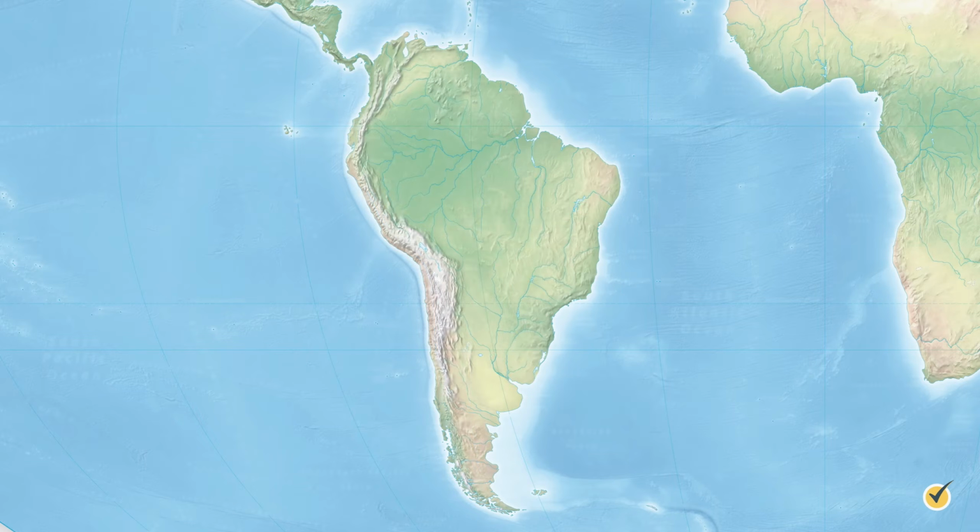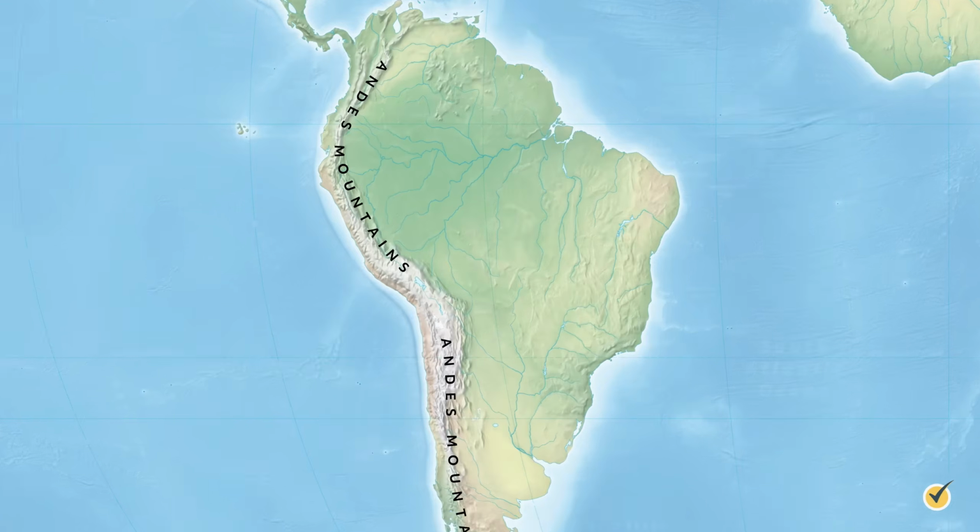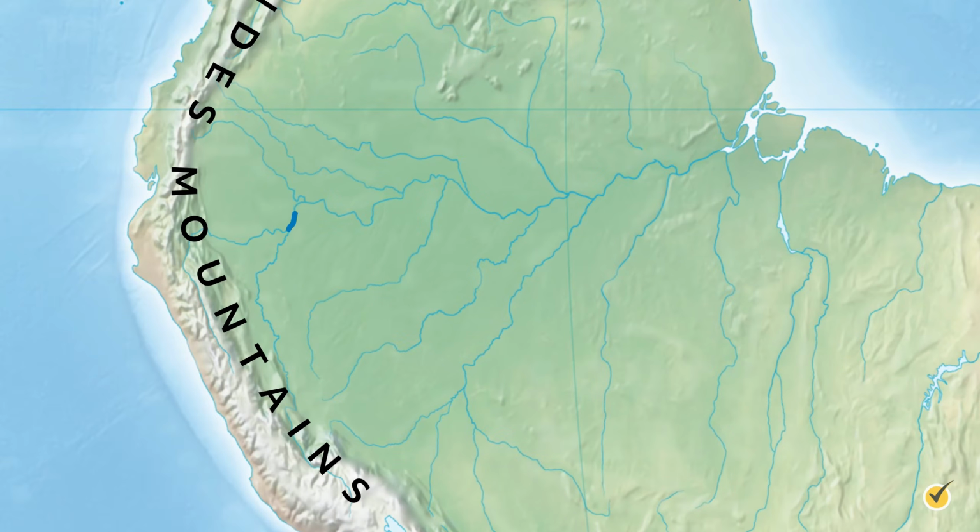Beginning in the north and containing the tallest peaks outside of Asia, the Andes are the longest mountain chain in the world, reaching 4,349 miles down the western length of South America. Next is the Amazon River, known as the second longest river in the world after the Nile River.